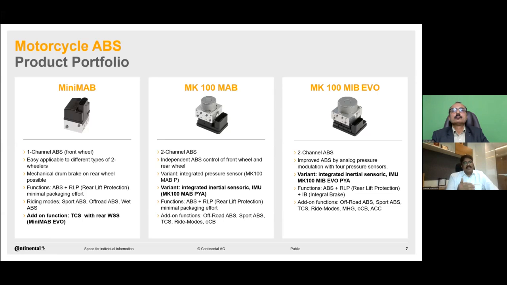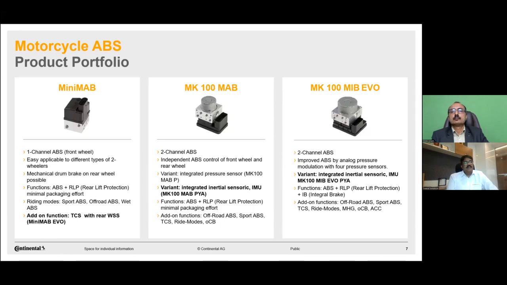There again, you can add some more functions, and I will talk about the other functions we can do with that in the coming slides. Here, an integrated inertial sensor is included, so that you can really measure it, and the ECU can take the functions appropriately. It's an additional feature that we can introduce.